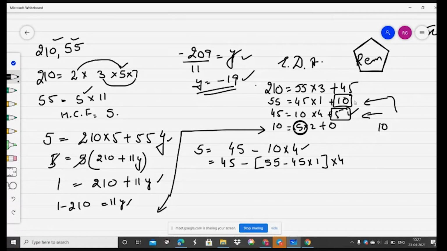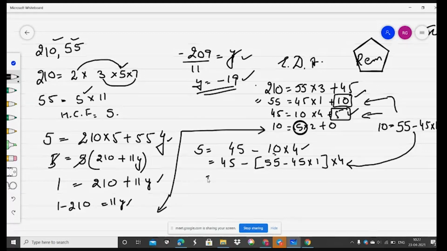Is it okay? This 10 was there. Now this remainder, with the help of this equation, I can write this 10 as 55 minus 45 into 1. No doubt 10 can be written in any form, but we are writing with the help of this equation only. 10 is equal to 55 minus 45 into 1. You have to just put it here. In place of 10, we are writing 55 minus 45 into 1.